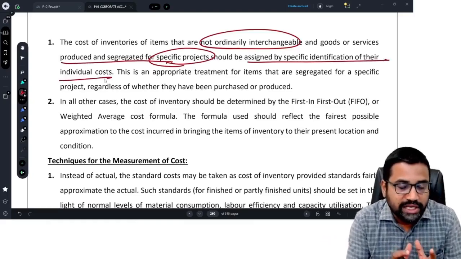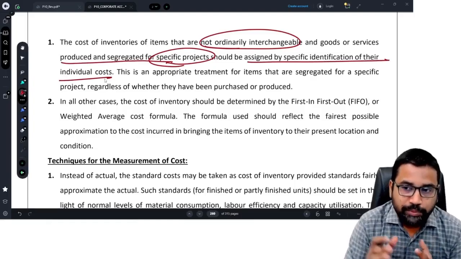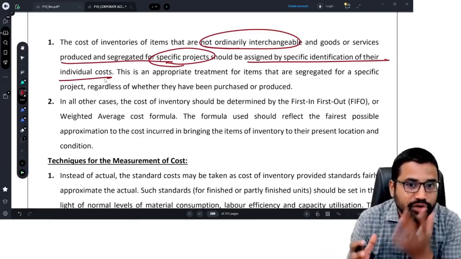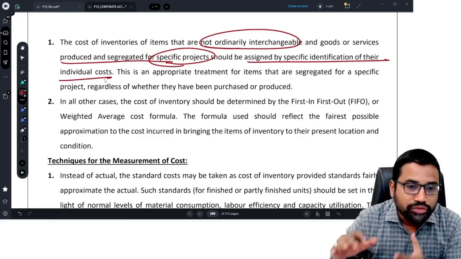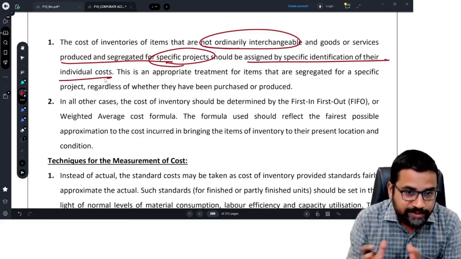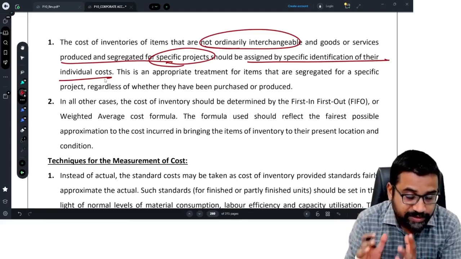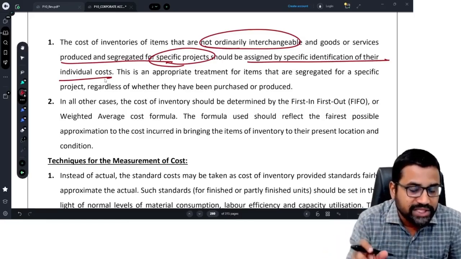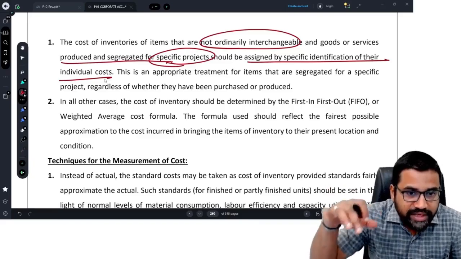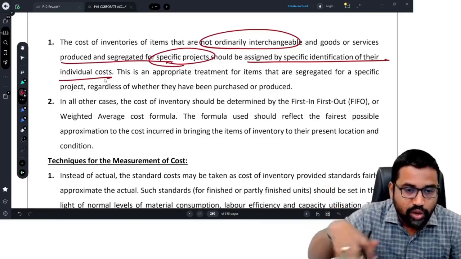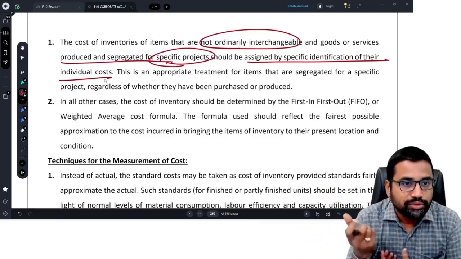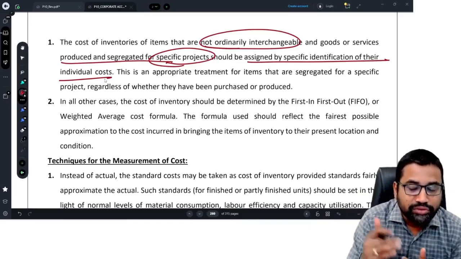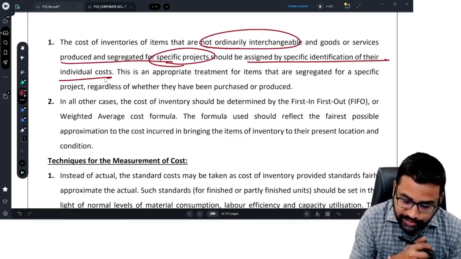For example, what they are telling is, if you are producing products for a specific project, for example, you got a contract from Indian Railways. Now you manufactured some items for their specific purpose. In that situation, you need to follow the specific identification of cost method. That means for this exclusive manufacturing, for this contract, how much cost I incurred. So you have to decide separately. You should not include them with the normal other items.